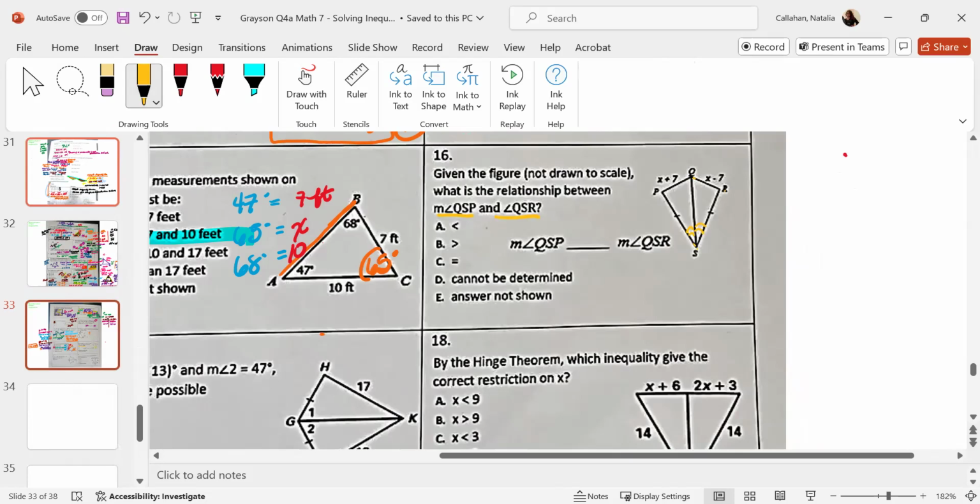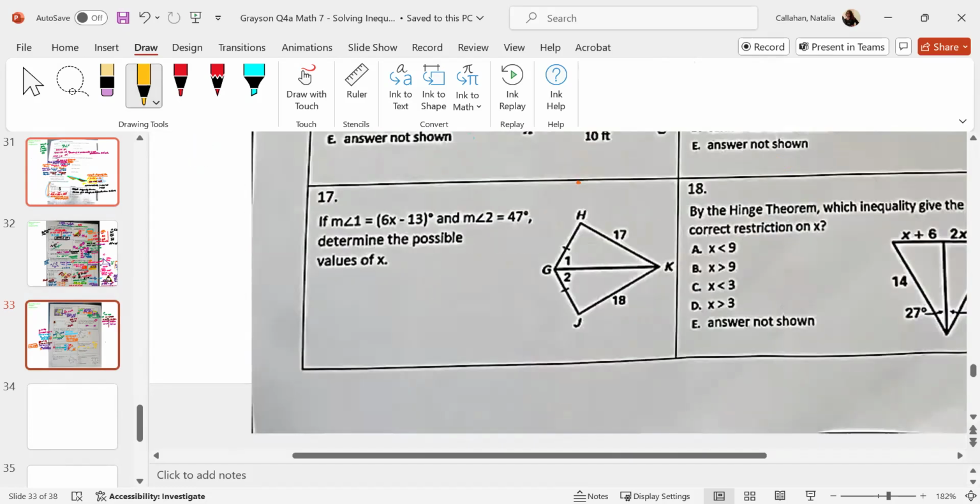Well, so then it's saying QSP, that's the first one, is something to QSR. Given the fact that opposite of this side is x plus 7, and this one here is x minus 7, I would think that this one's bigger. Don't you agree? So QSP is greater than QSR. That will make sense, right? If x is 1, x plus 7 is 8. That's going to be minus 7, it's going to be smaller, right? Okay.